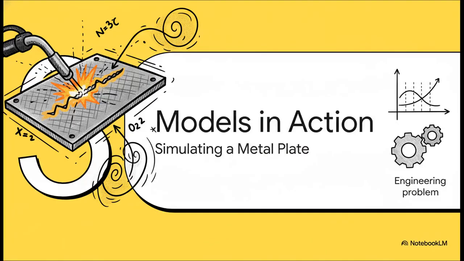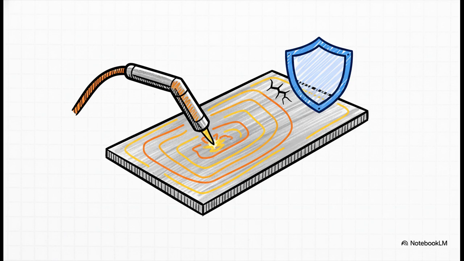I know this might still feel a little bit abstract, so let's make it real. We're going to take this exact recipe and apply it to a super common engineering problem, simulating what happens when you weld a metal plate. The goal here is pretty straightforward. We want to predict exactly how heat is going to flow through this metal plate when a welder hits it with an intense focus torch. And this is so critical for understanding how to prevent things from breaking or warping.